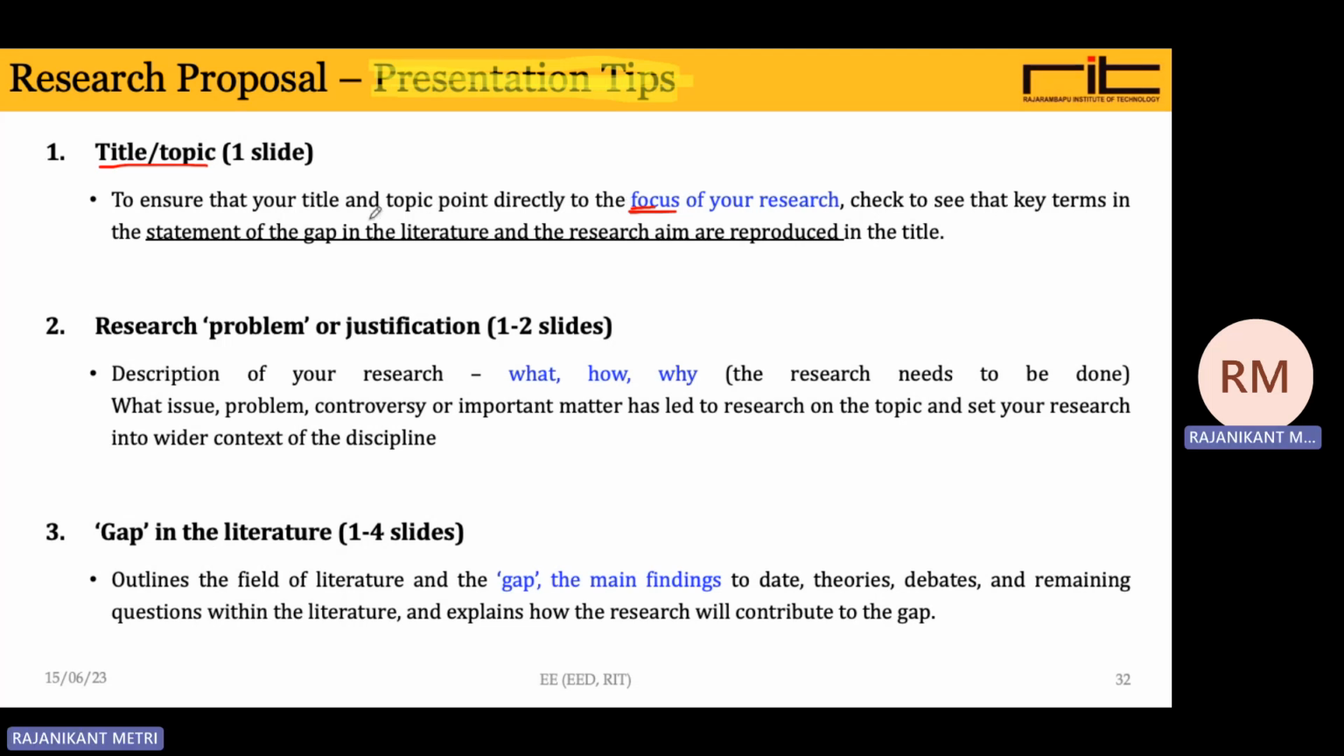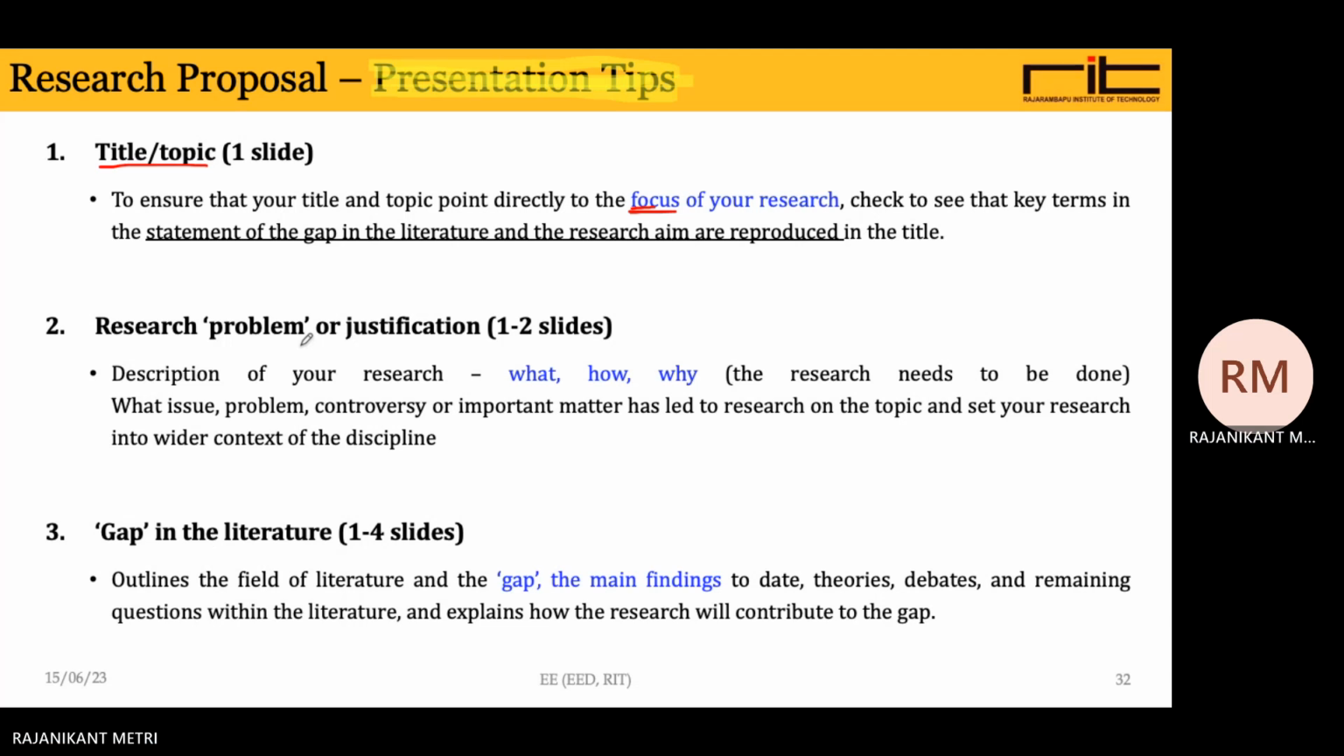Also check that the key terms in the statement of the gap in the literature and the research aim are reproduced in the title. So it should incorporate the research gap, then the literature and research aim in that title. Accordingly, one has to frame the title, which should highlight the novelty and the research gap, and also focus on that particular research.